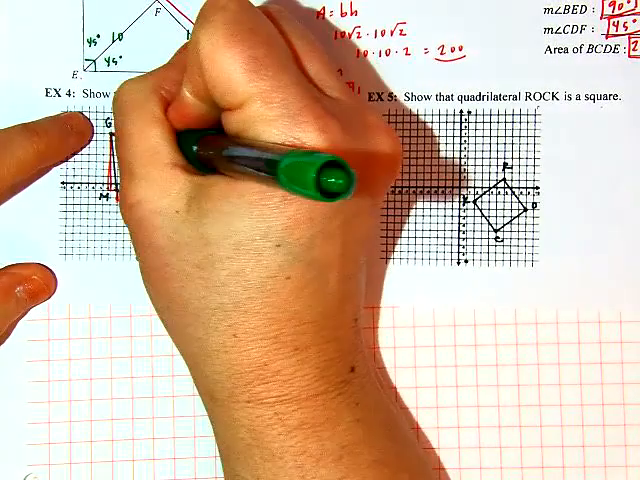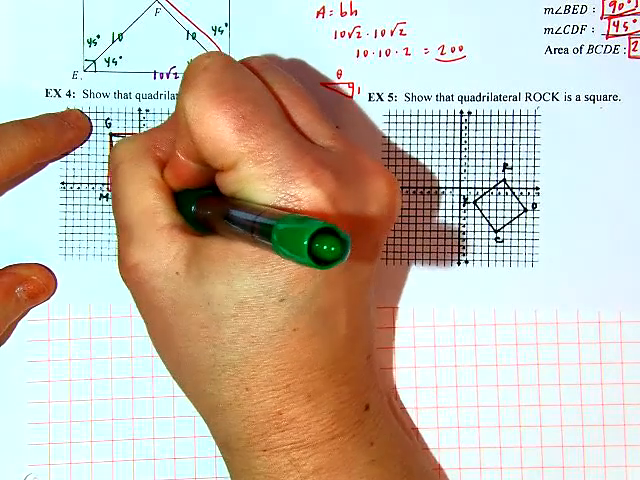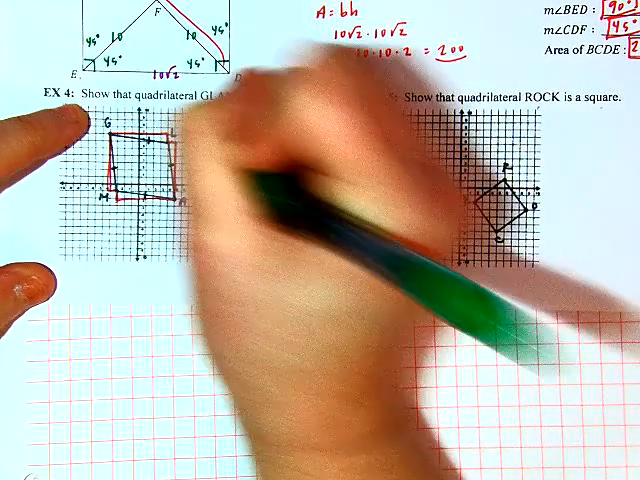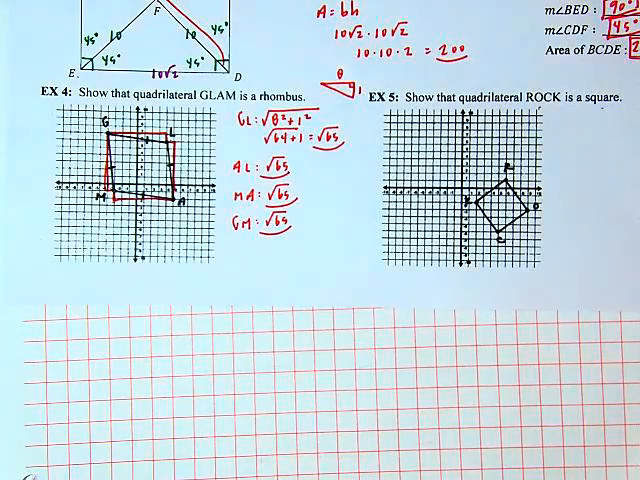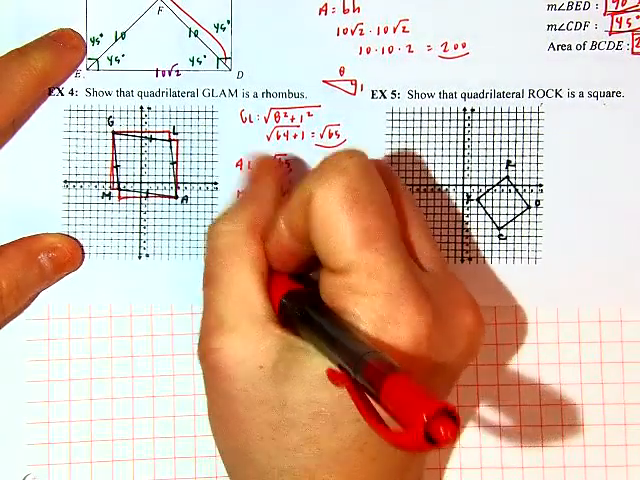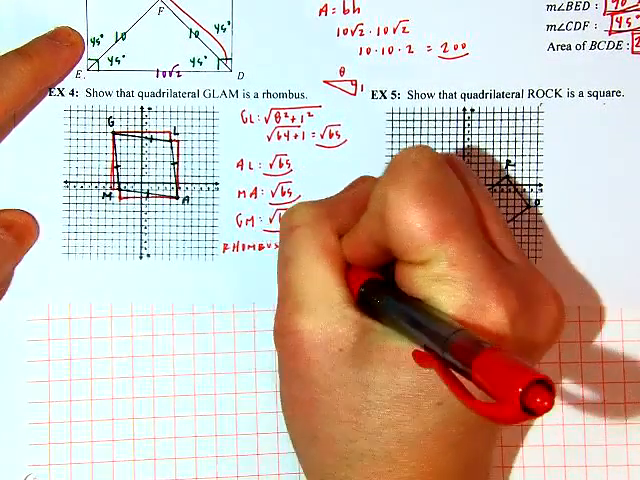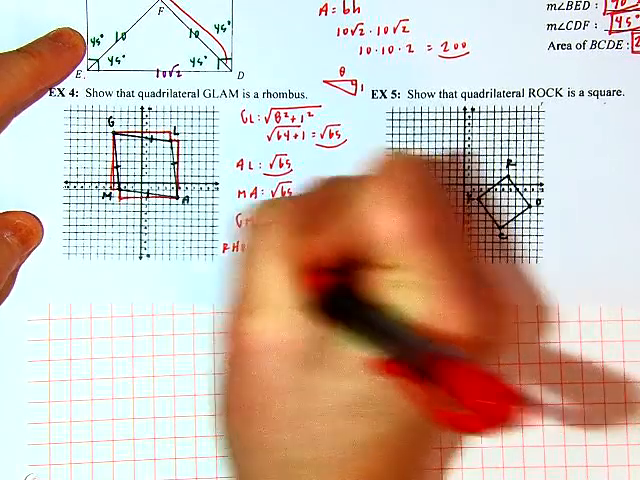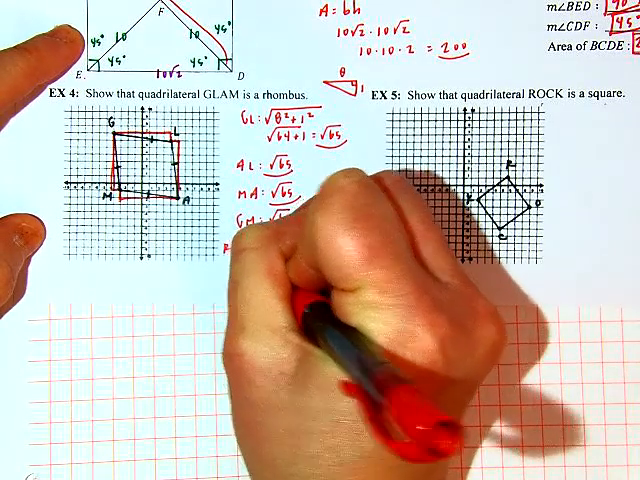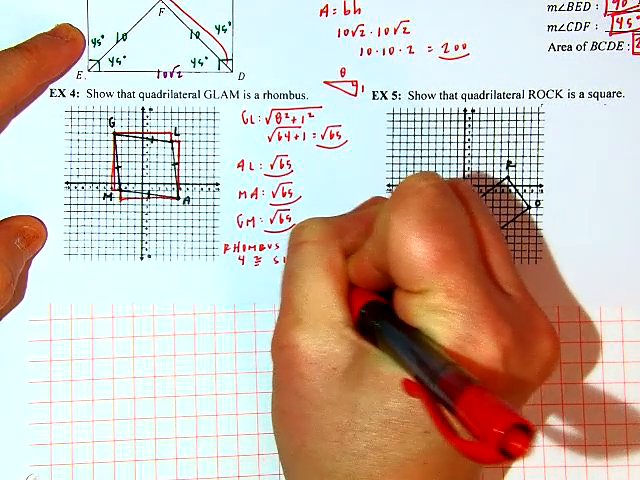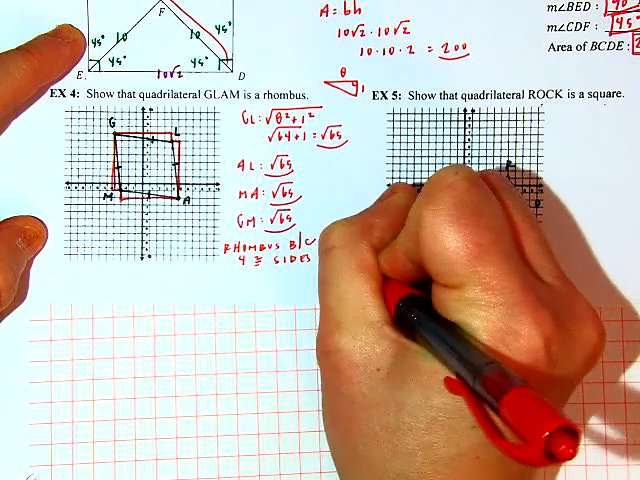So I could give each side a single tick mark and say, well, they're all root 65. So this is a rhombus because we have 4 congruent sides. They all have a measure of root 65.